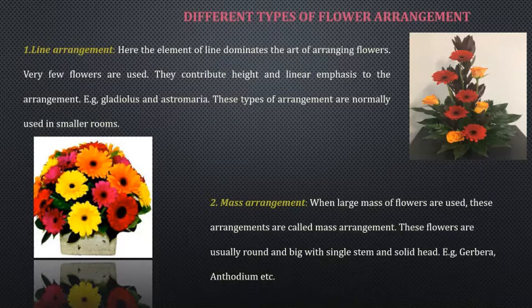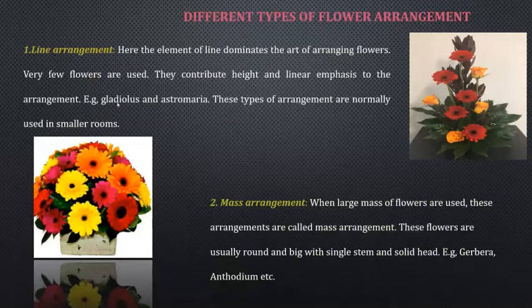Examples are gladiolus and alstroemeria. These two flowers are normally used for bouquet making also. You can search for these flowers in Google to see them. Such arrangements are normally used in smaller rooms only. Next is mass arrangement. A large mass of flowers is used here. That is what we call mass arrangement.